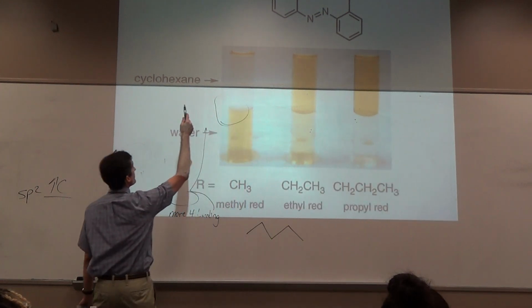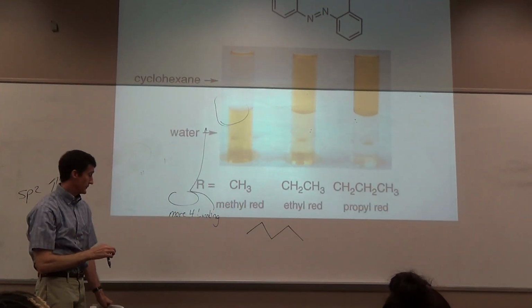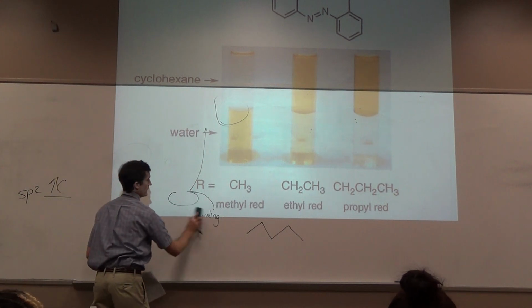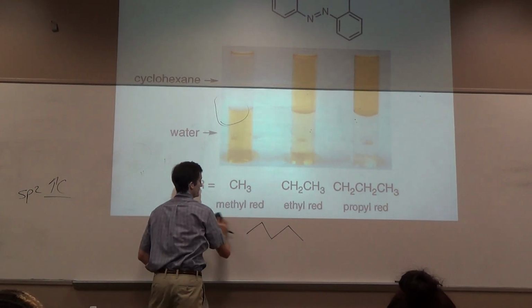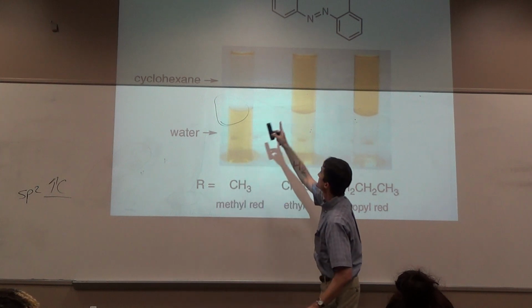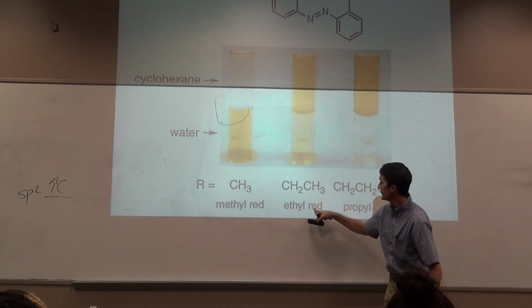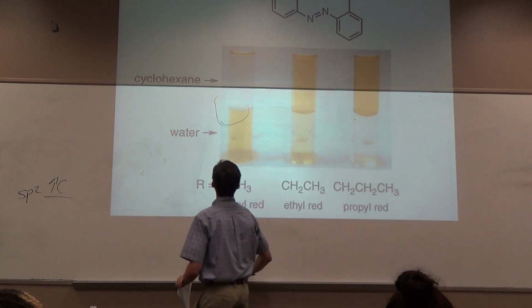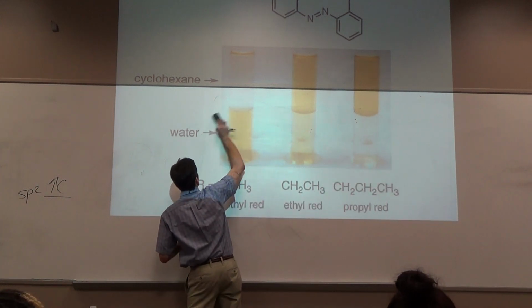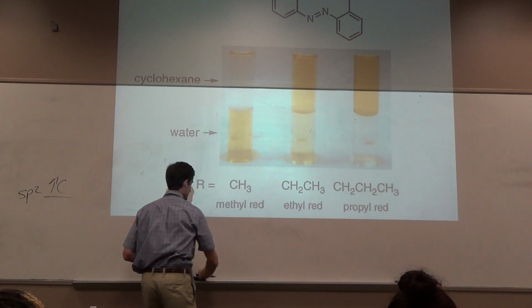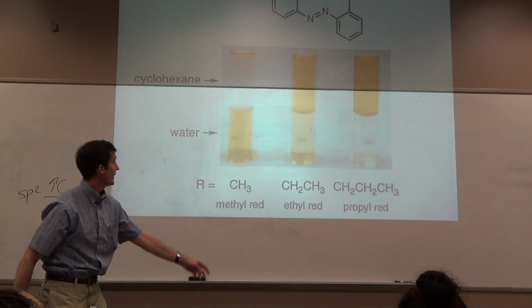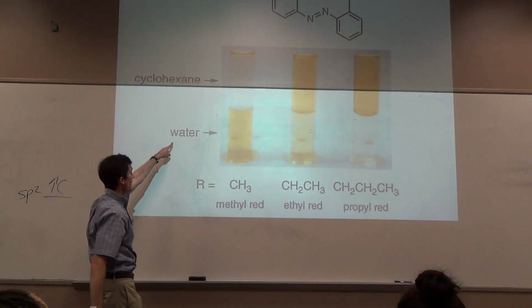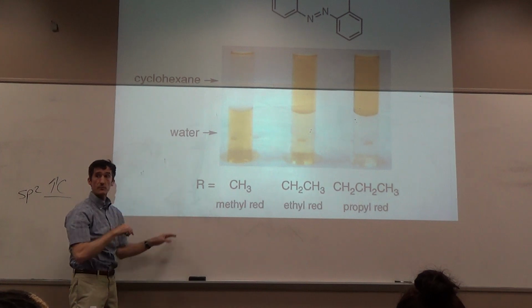This compound up here, on the nitrogen we have R groups. Those are defined below. First compound R is methyls, that's 2 methyls, or 2 ethyls, or 2 propyls. And what we have here is, we're mixing the compound with cyclohexane and water. First off, do cyclohexane and water mix?